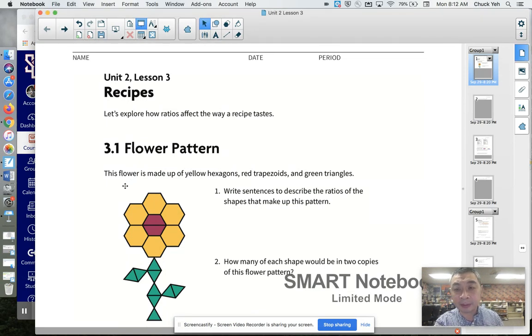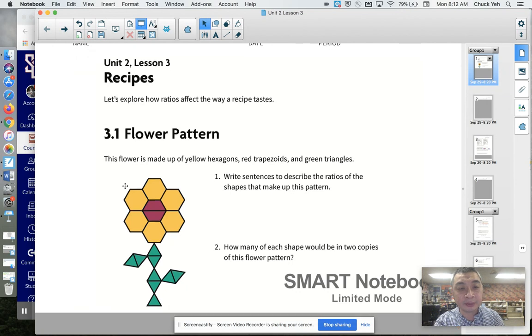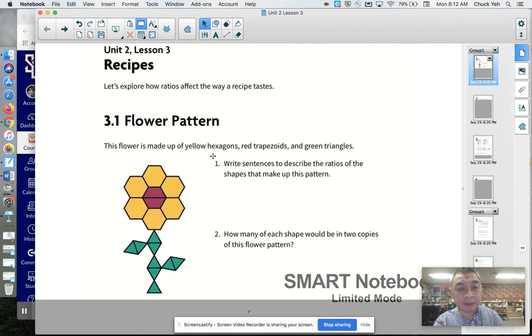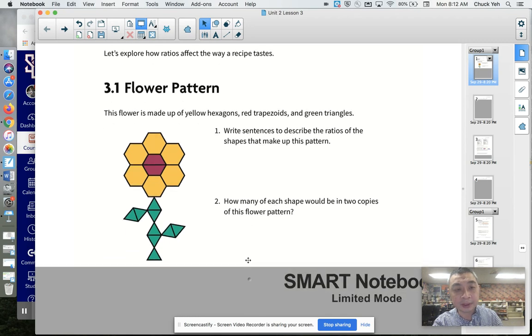Underneath the vocabulary for equivalent ratios, you're going to do 3.1. This flower is made up of yellow hexagons, red trapezoids, and green triangles. Write sentences to describe the ratios of the shapes that make up this pattern. Write at least 2 sentences describing the ratios of the shapes. And how many of each shape would be in 2 copies of this flower pattern? Go ahead and pause it, and when you're ready, unpause it, and I'm going to show you one of my answers.